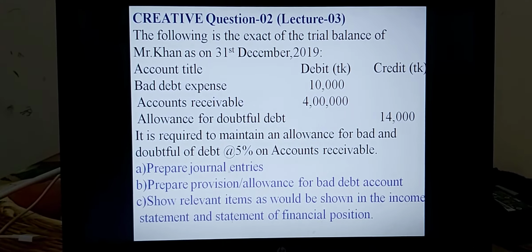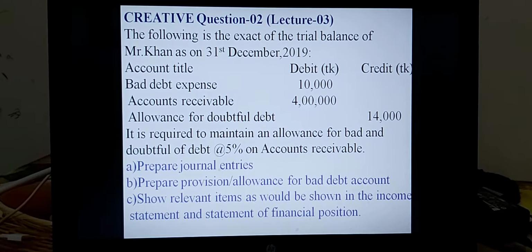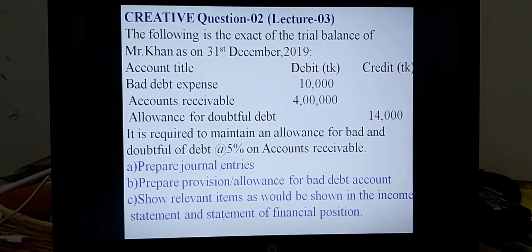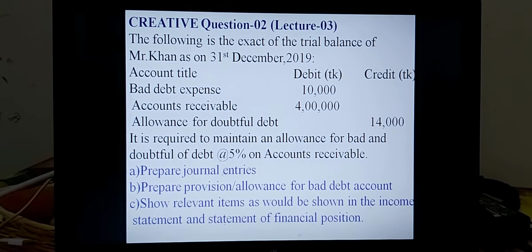From this, you have to complete the 3 requirements. First one, prepare journal entries. Second one, prepare the provision or allowance for bad debt account. Third one, show relevant items as would be shown in the income statement and statement of financial position, that is, how to show in the income statement and financial position the bad debt, the bad debt provision and the debtors amount.